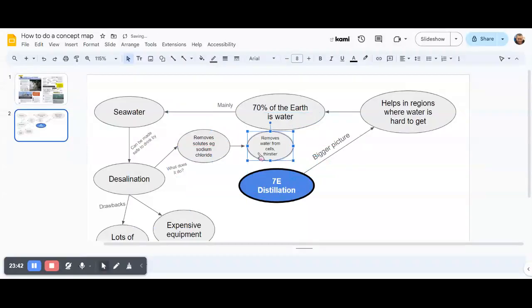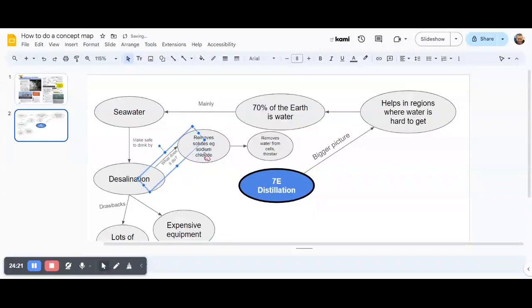When you're doing a concept map, you may find that you change your mind as to where everything should go. So I'm going to move this one over here just to centralize it, and then I think I can just spin this one round. Let's just make sure it's level. Can be made safe to drink. I'm just going to shorten that to make safe to drink by. And that's it. I can just rotate this one round. Let's have a look.